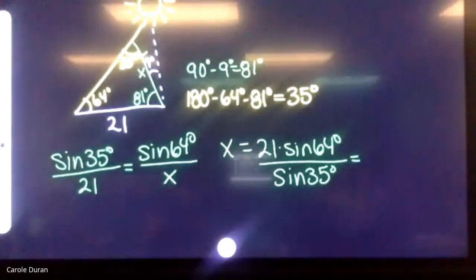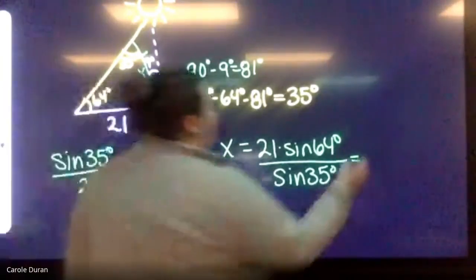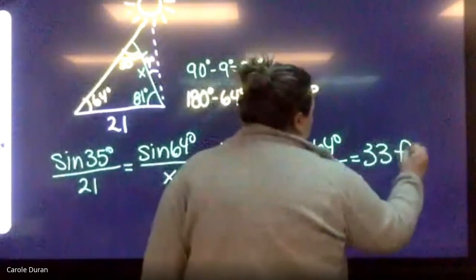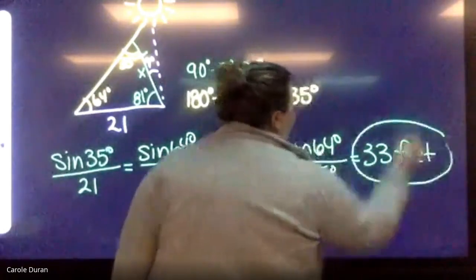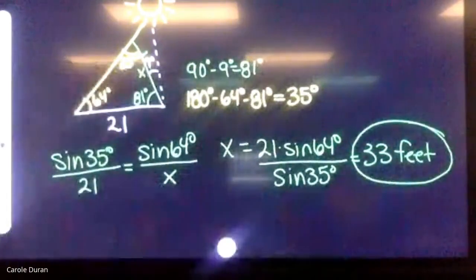Okay, so what do we get when we plug that into a calculator? 33 feet. You have to have that label on there. And then we are finished.